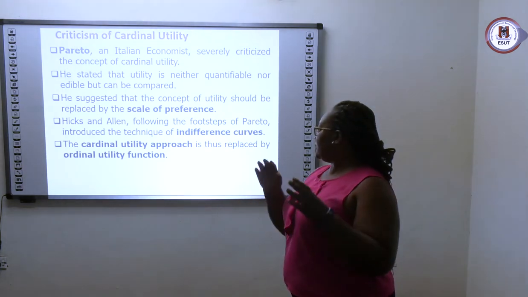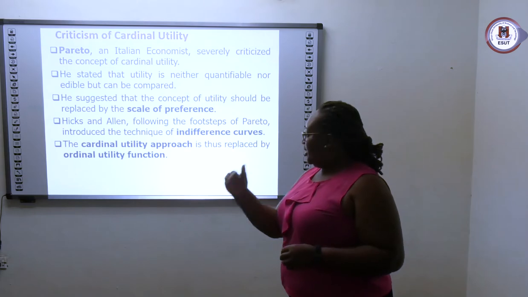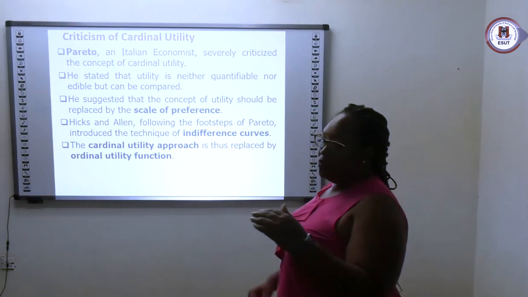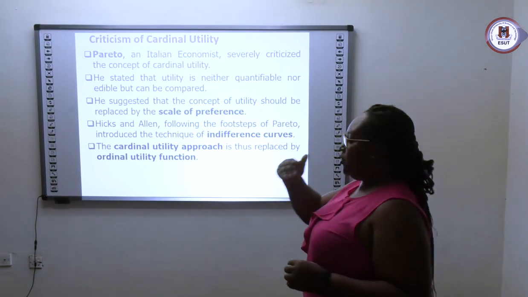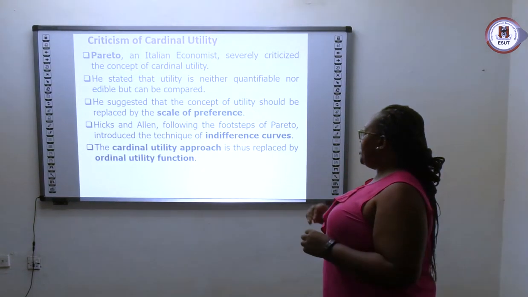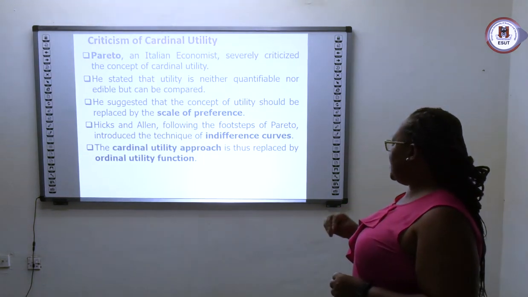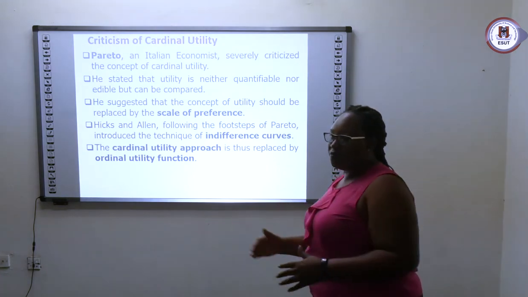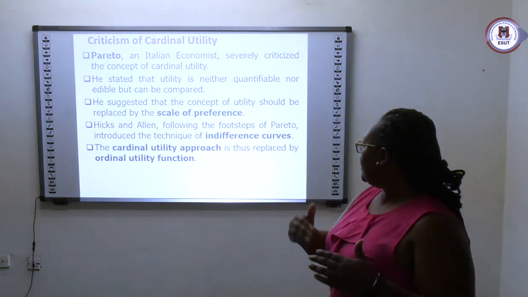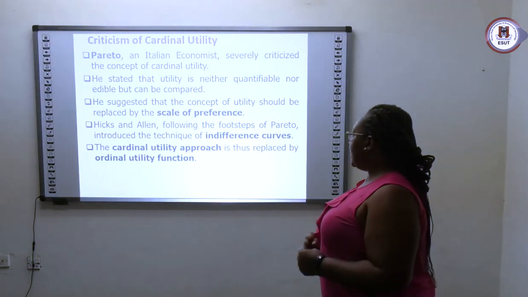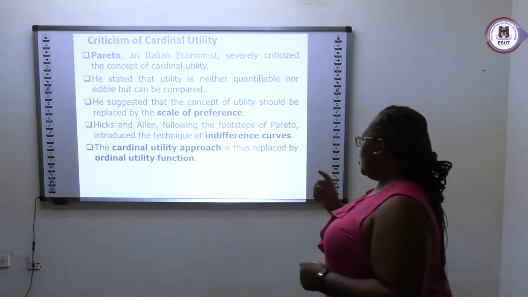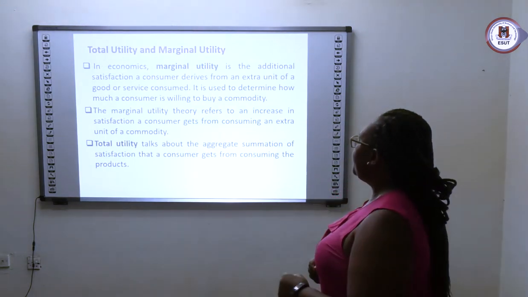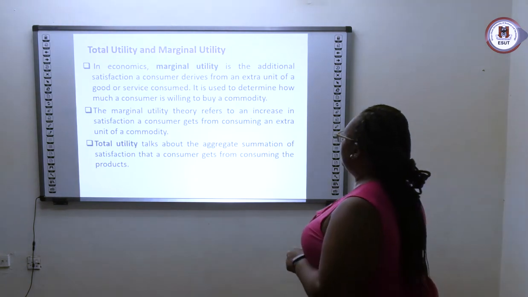He said that because scale of preference will give you, when you want to select a particular product, the one that gives you the highest utility before choosing the second one. Then Hicks and Allen, following the footsteps of Pareto, introduced the technique of the indifference curve, from which you can know the one that gives you more satisfaction. So the cardinal utility approach is replaced by the ordinal utility function, which says that scale of preference should be used.